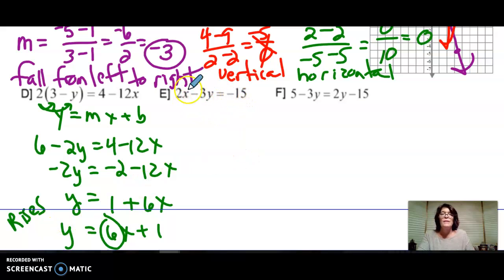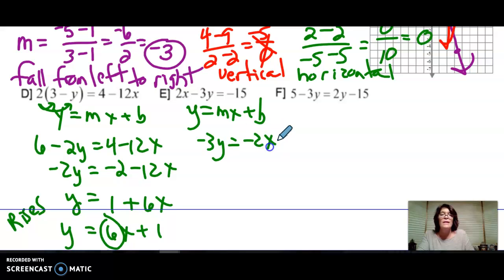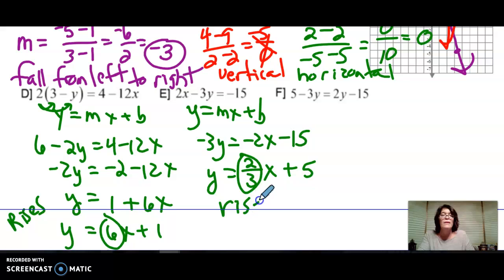It has to say y equals, okay? So I'm going to have to subtract that 2x to the other side. I'm subtracting 2x over with the negative 15, and then dividing everything by negative 3. Negative 2 divided by negative 3 is 2/3. Negative 15 divided by negative 3 is 5. This is a positive slope. My slope is 2/3, so it rises as well.